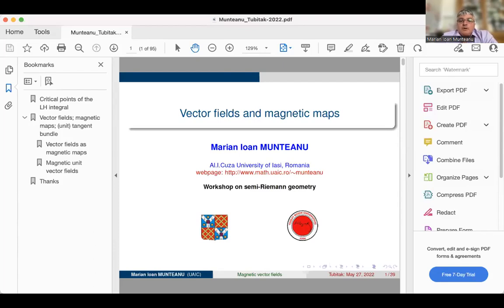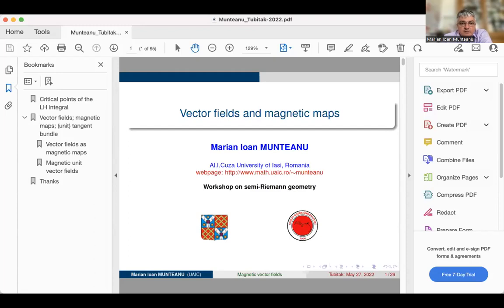So my talk is related to my research done in the last maybe 5 or more years. It is related to magnetic curves, magnetic maps, and vector fields as magnetic maps. Or instead of magnetic maps, we can also use the terminology of harmonic maps with potential, and I will explain why.